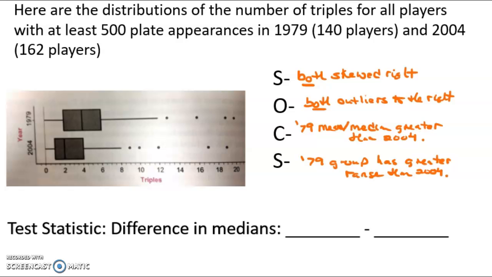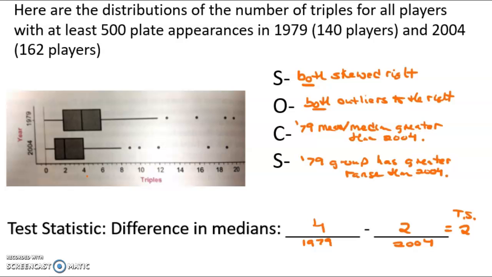Again, I will always err on the side of simplicity here, so just keeping it simple. Going to your box plots here, if you're looking for the test statistic, difference in medians, since we started with the 79 group, I'm definitely going to put the 1979 group first here, subtracting the 2004 group. Looks like the median of the 79 group is going to be 4. 2004 looks like it's right on 2, which makes it easy, and therefore our test statistic will be 2. Okay.